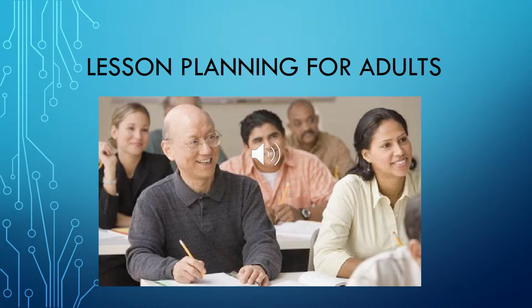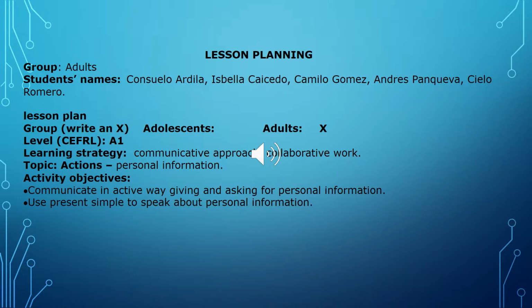And now it's time to show you the lesson plan for adults. So this lesson plan has been created for adults. Their level is 8.1 and the learning strategy that we are going to use is the communicative approach and the collaborative work. The topic is personal information. And the activity objectives are to communicate in an active way, giving and asking for personal information, and to use present simple to speak about personal information.